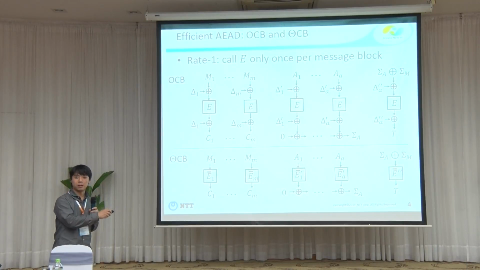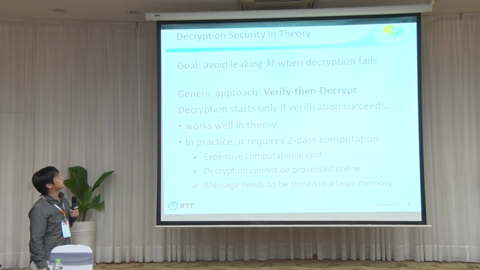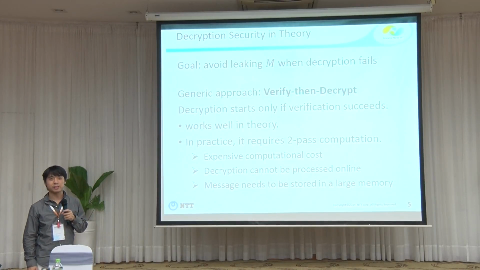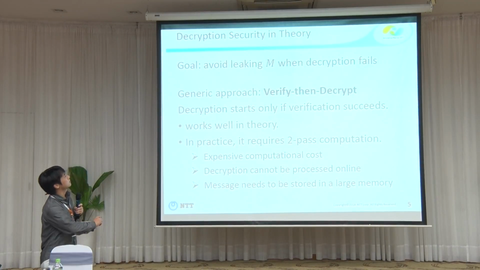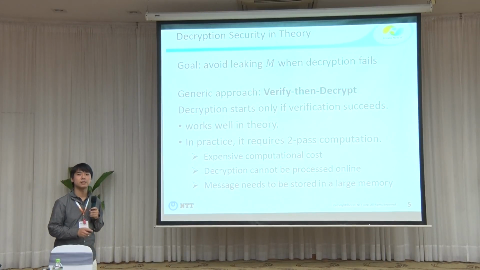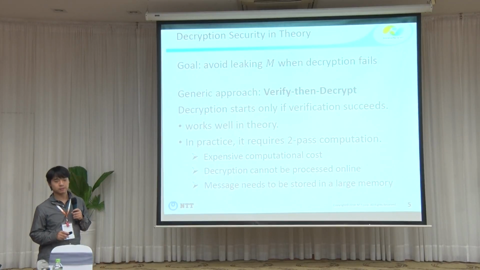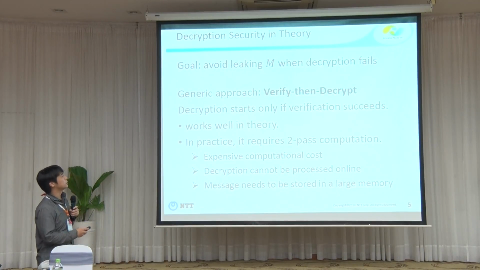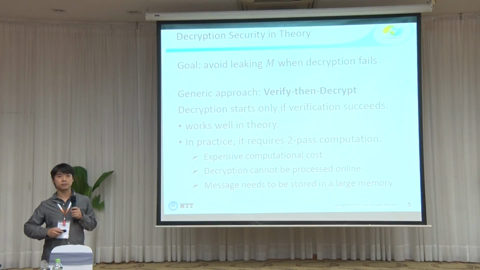Okay, so there's an example of efficient AE, and I'd like to discuss security, especially decryption security in theory. The goal is to avoid leaking M when decryption fails, so we have to return a failure symbol. How to do it? The generic approach is verify-then-decrypt. That means we first compute verification, and only if verification succeeds, then the decryption starts.